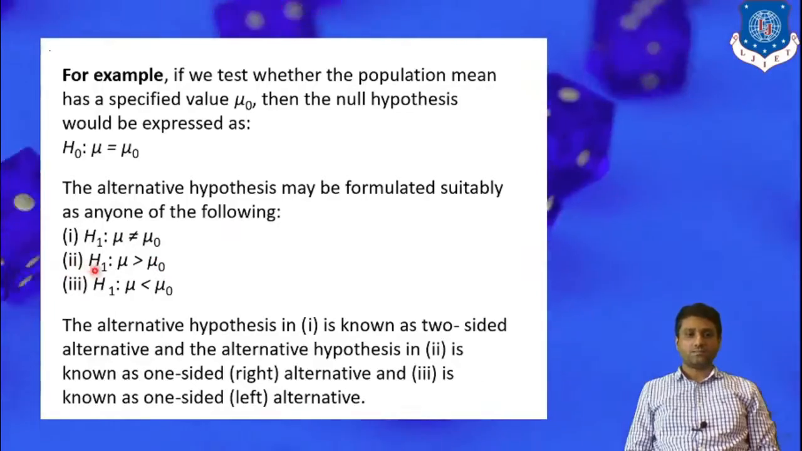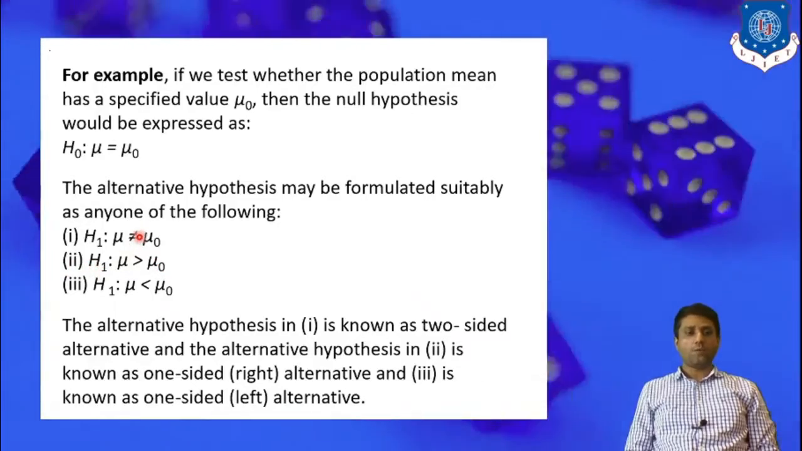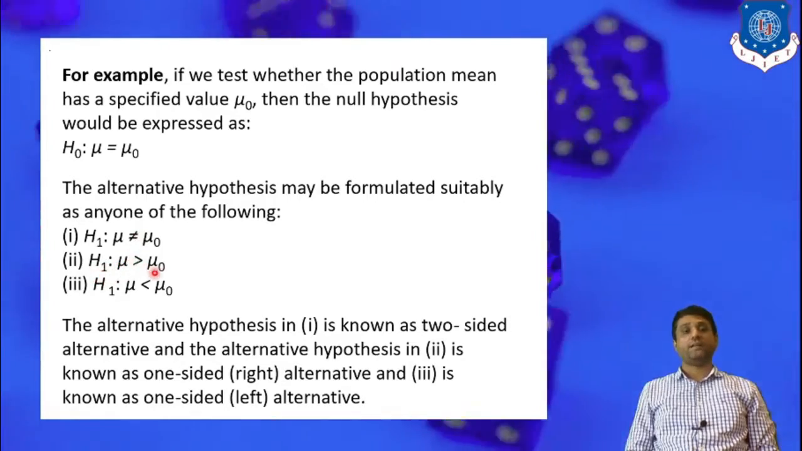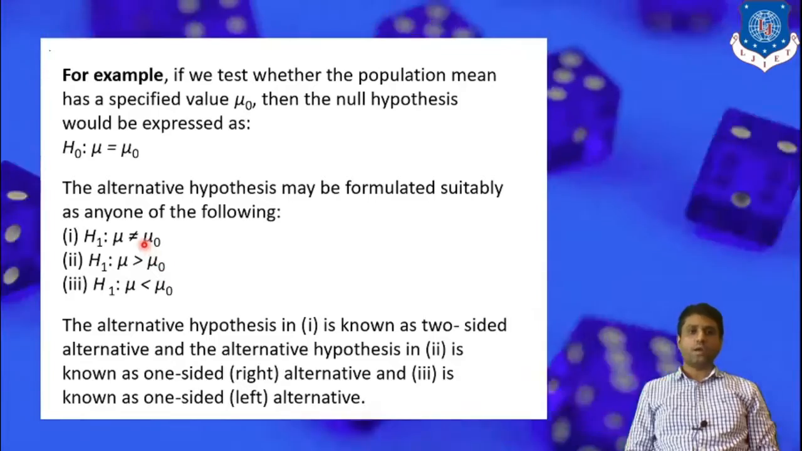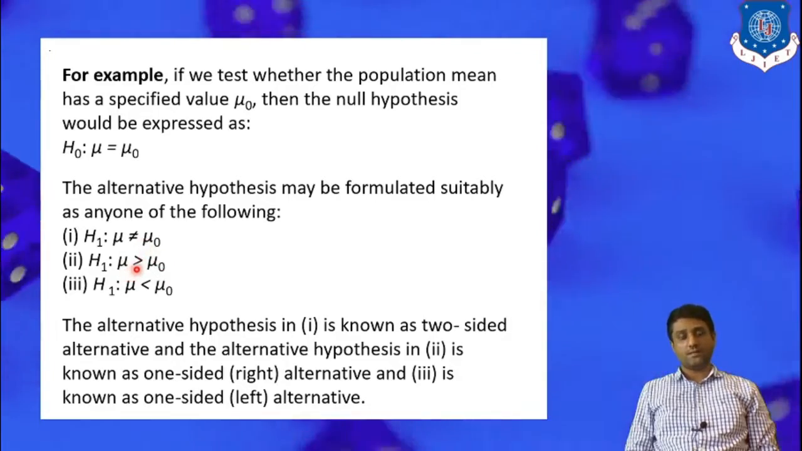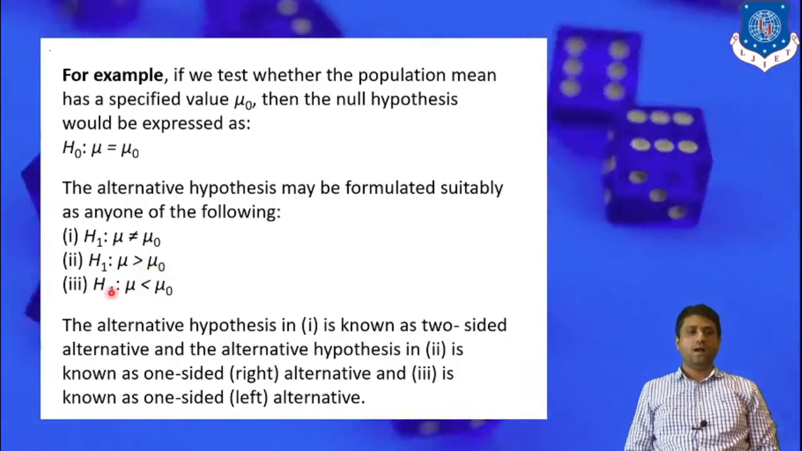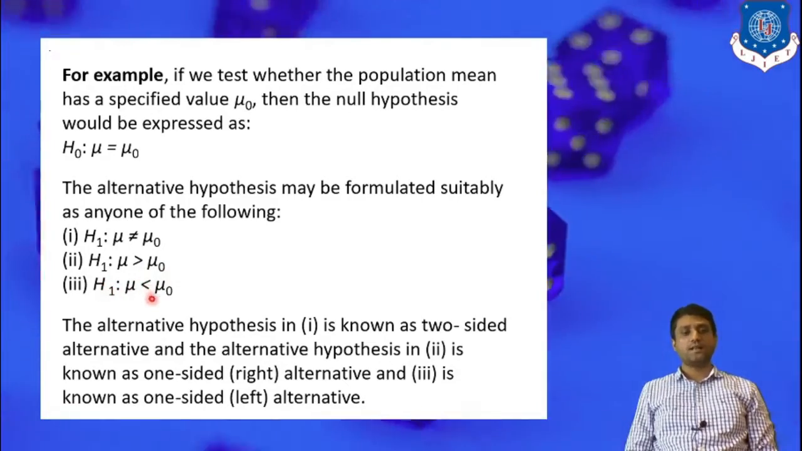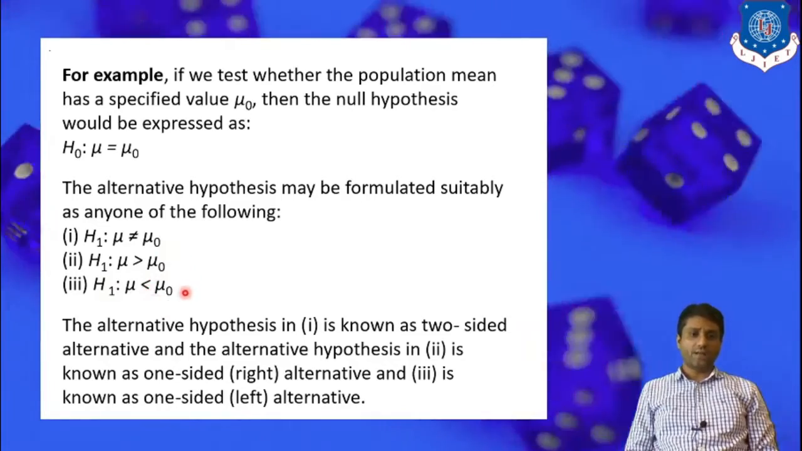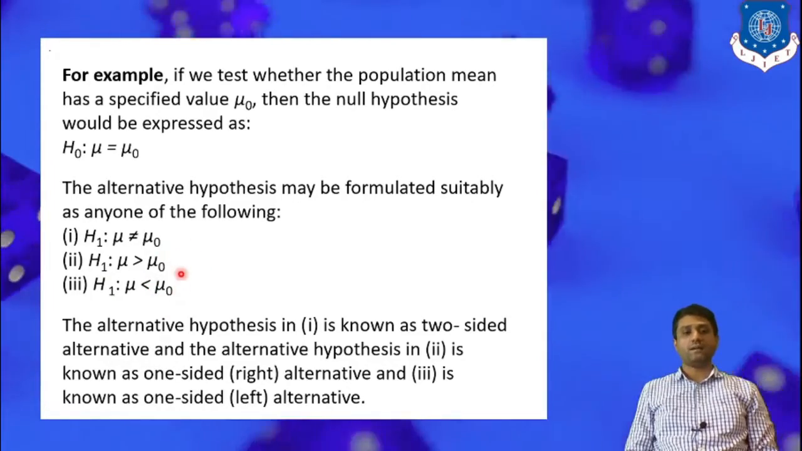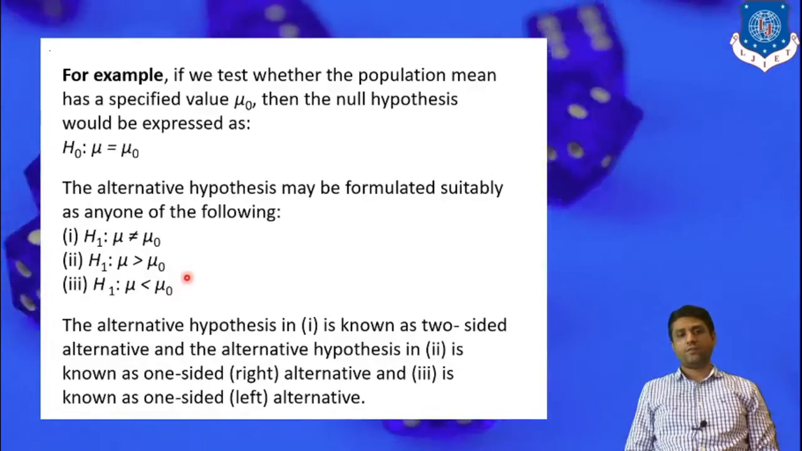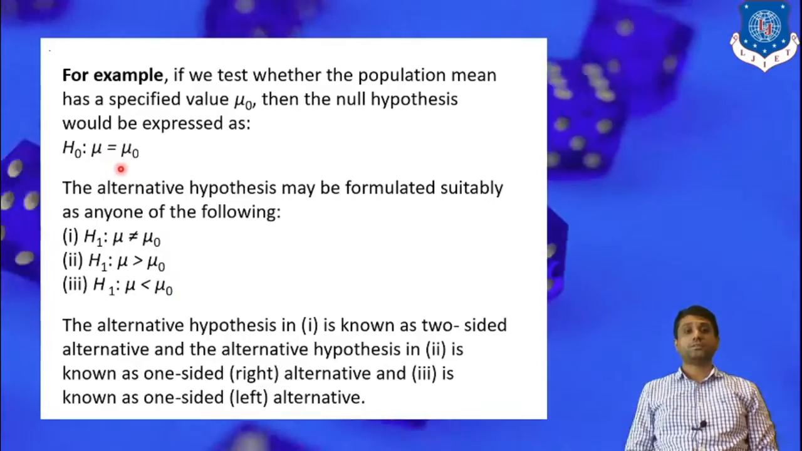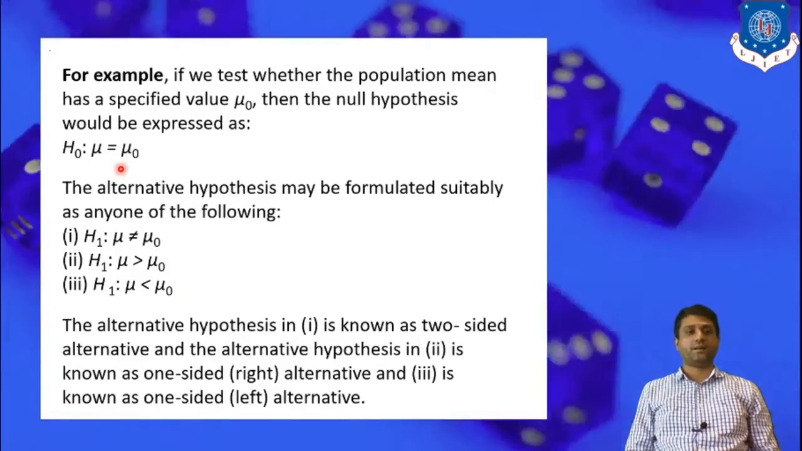Now the second case, more precisely, the alternative hypothesis H1: mu is greater than mu 0. It is not just not equal to, but we say that mu is greater than mu 0. And in the third case, we consider H1: mu is less than mu 0. So these three types of alternative hypotheses arise, and if we pick any one of them, then the hypothesis that mu equals mu 0 is rejected.